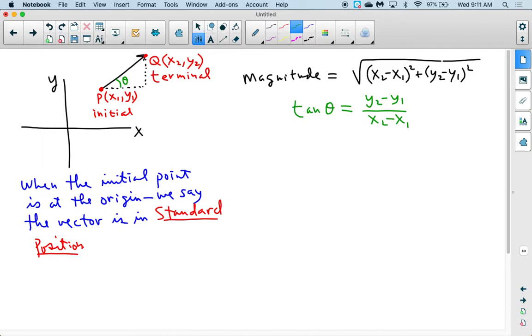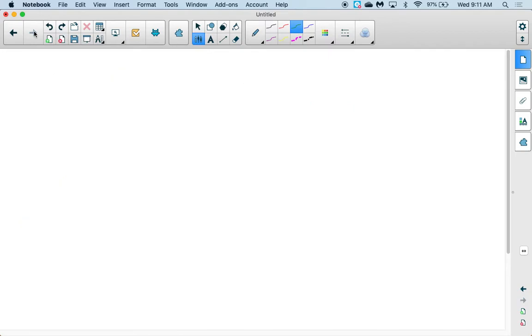The point of us putting this thing into standard form was really so that we only had to deal with one set of coordinates. So imagine, if you will, a vector in standard form. Let's change slides here. We'll look at standard form, or standard position.